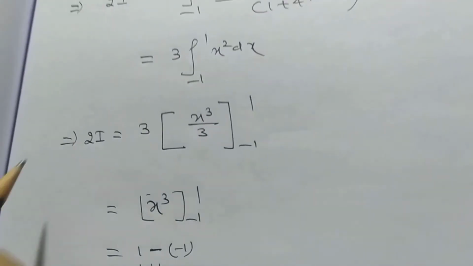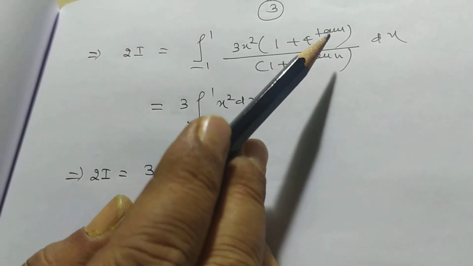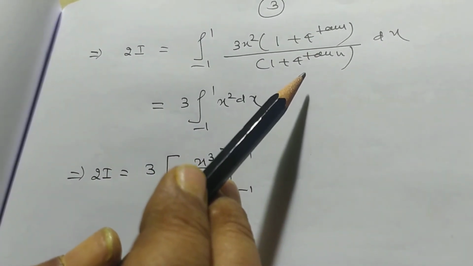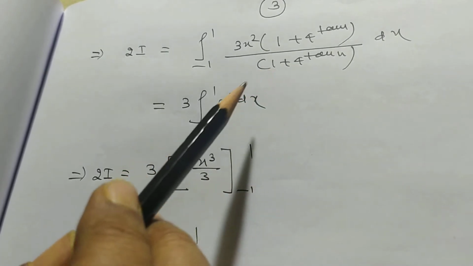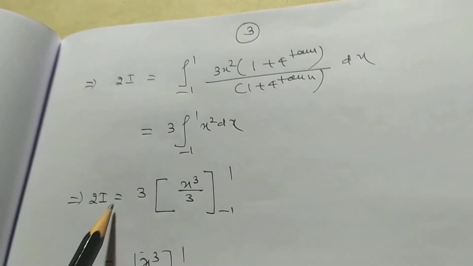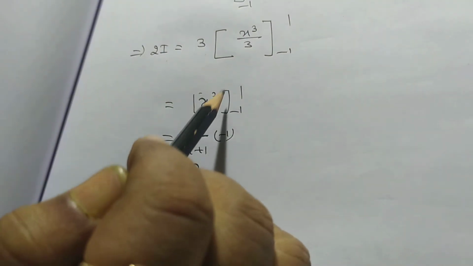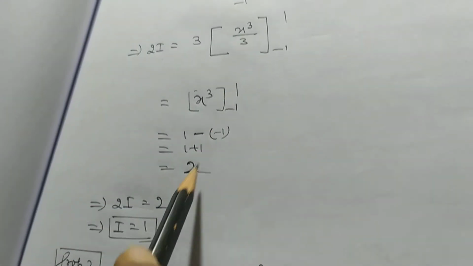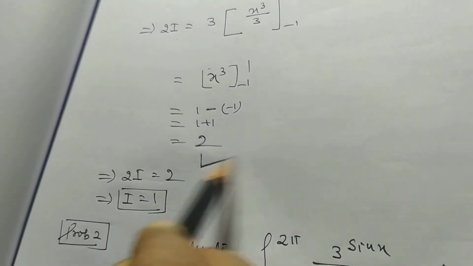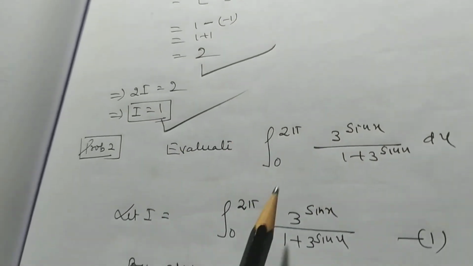Now it will be twice I is equal to integral from minus 1 to 1 of 3x square over 1 plus 4 to the power 10x, plus the same over 1 plus 4 to the power 10x. And after solving, it will be integral from minus 1 to 1 of 3x square dx. So twice I is 3 times x cube by 3, that is x cube from minus 1 to 1, and its value is 2. So 2I is equal to 2, I is equal to 1.